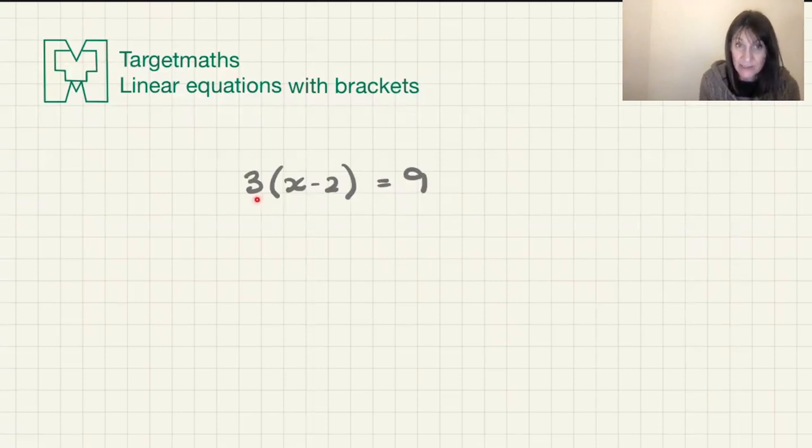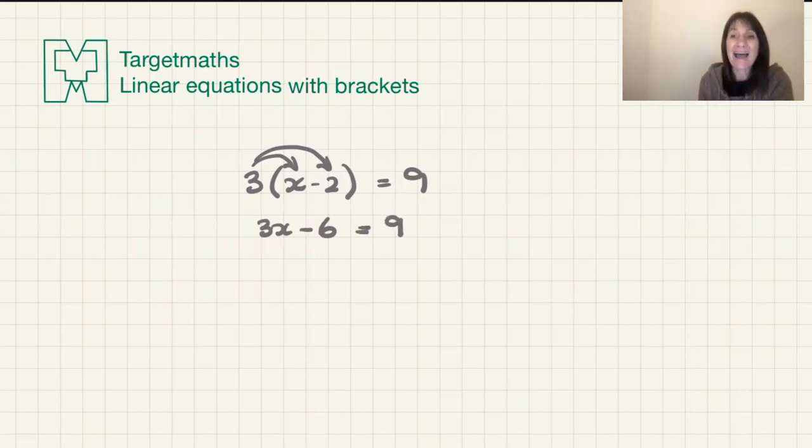I've got a 3 squashed to the bracket, and anything squashed in algebra means times. So this means 3 times everything in the bracket. Another way of thinking of it is 3 lots of whatever's in the bracket. So I've got 3 lots of x, which is 3x. I've got 3 lots of minus 2. Well, 3 times 2 is 6. There's 1 negative in the question there, so there's 1 in the answer. And that now is an expanded version, an equivalent version of my bracket.